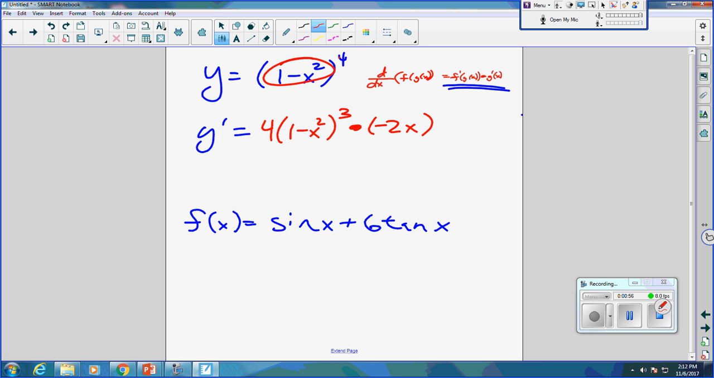Quick question, are there any tips or hints you could give us to know when you use the product rule? Okay, good question. When do I know it's a product rule versus chain rule? A product rule is never going to have a power up high. When it's just a power up high, stuff to a power, it is always going to be a chain rule.